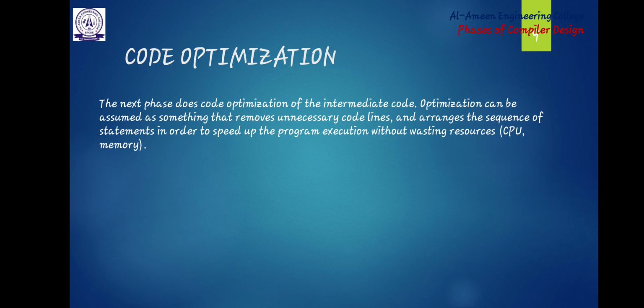And then code optimization, the next phase after intermediate code generation. Optimization removes unnecessary code lines like extra lines and empty lines, and arranges the sequence of statements in order to speed up the program without wasting resources like CPU and memory.